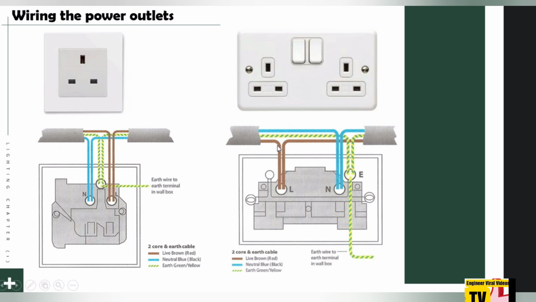Only connect L to the line, N to the neutral, and E to the earth. I can also connect the earth to the wall box or the middle box. If I have 3 groups or 4 groups of outlets, of course the wiring will be in parallel connection.